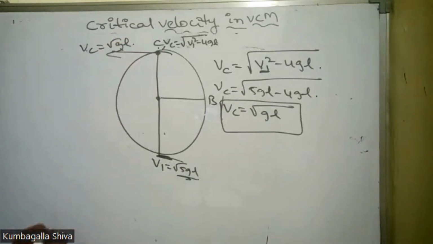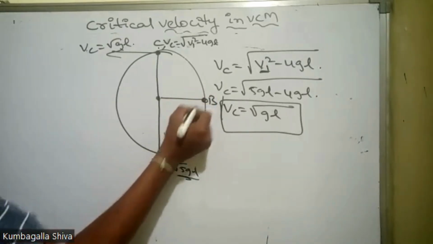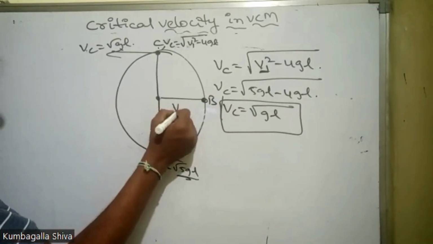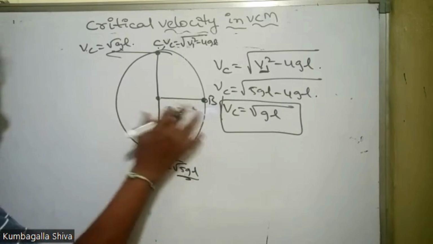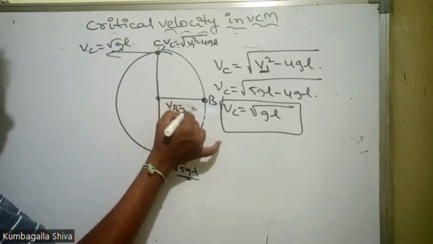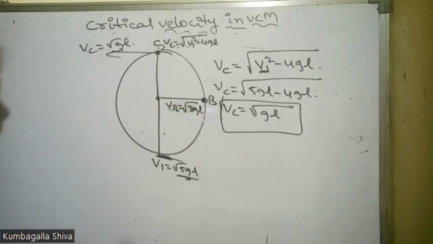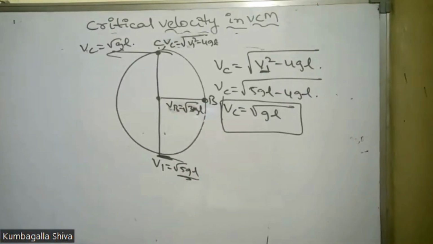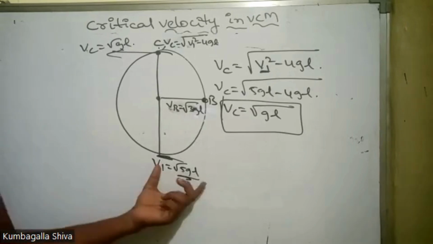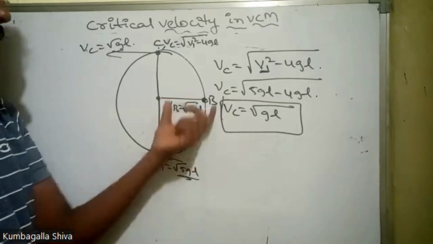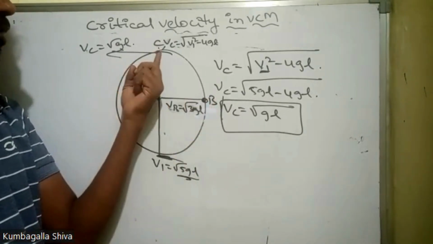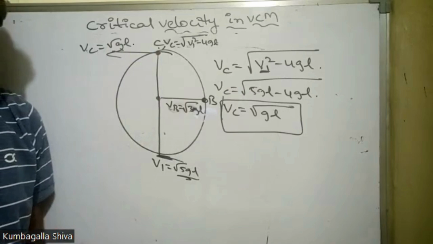At this position, what is the velocity you are having? VC is root gl. At the B position you are having root 3gl. Right? We found here the v1 position is root 5gl, here root 3gl, and here at this point we have VC equal to root gl. Are we clear?